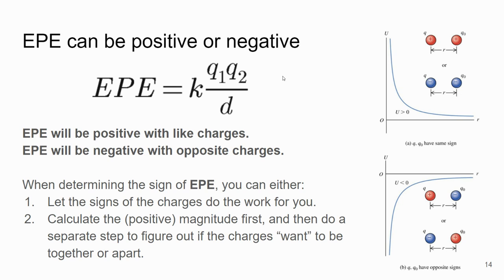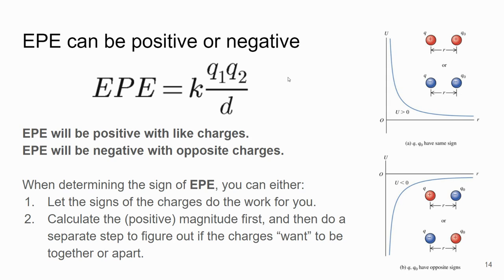So that's one way of doing it. Just let the signs of the charges do the work for you. The other way is more analogous to how we did it last chapter, which would be to always think of the magnitude of EPE first. Just always think of it as a positive number first, and then afterwards decide whether or not it's really positive or negative. Do these charges want to be near each other because they have opposite signs, or do they want to be far apart because they have the same sign?